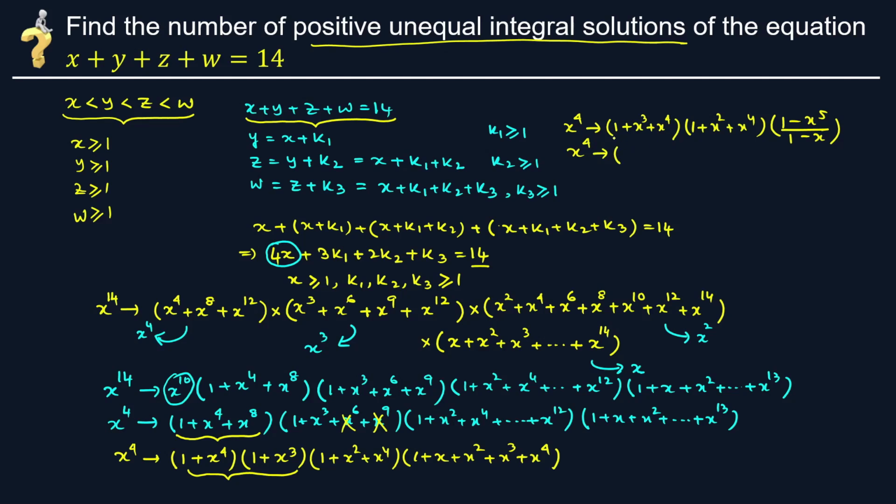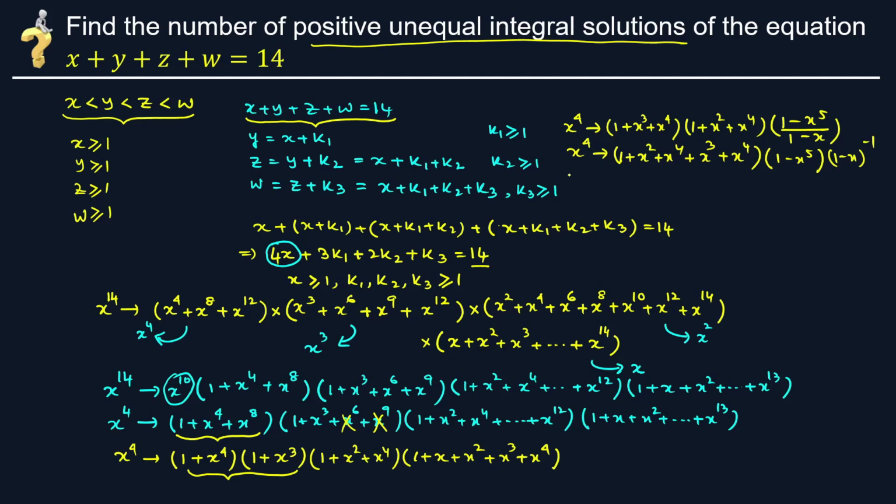Now if I multiply this, we are going to have 1 plus x squared plus x to the power 4. Then when x cube is multiplied, we are only having x cube. I don't need the other terms. When x to the power 4 is multiplied, I need only x to the power 4. I don't need other terms. That's it. 1 minus x to the power 5 into 1 minus x whole to the power minus 1.